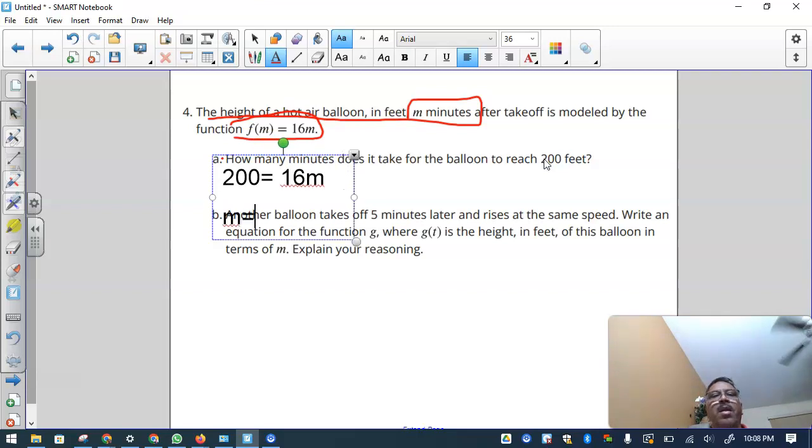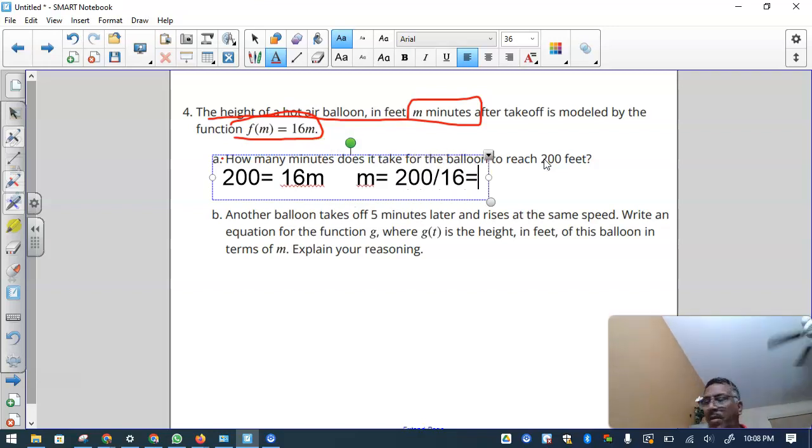So you can write, therefore, m equals 200 divided by 16, and if you use a calculator you get 12.5, and you're done. That's in minutes, sorry, so that is in minutes.